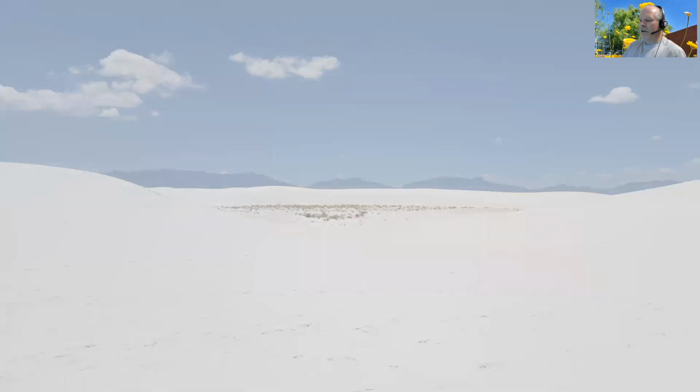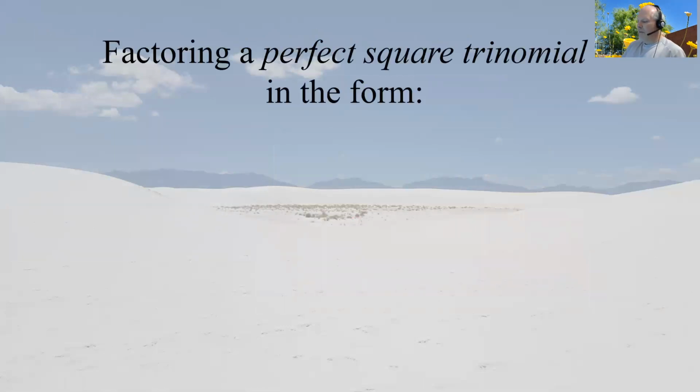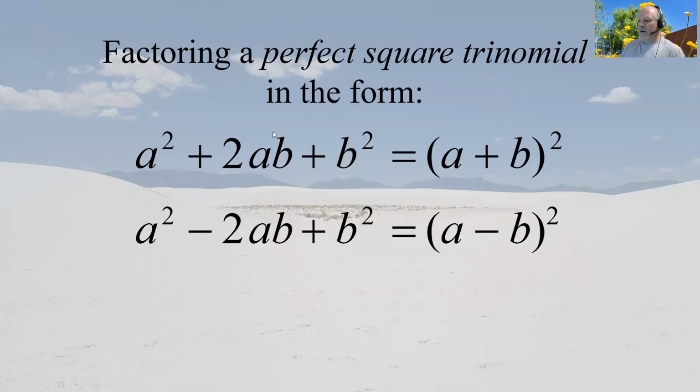Moving on to the next factoring shortcut. We have what are called perfect square trinomials. They can look like a squared plus 2ab plus b squared, or they can look like a squared minus 2ab plus b squared. And we call them perfect square trinomials because when you factor them, the two binomials are the same. So in other words, it is a binomial times itself, or a binomial squared. So you just have to recognize when you can use this shortcut. And when you do recognize it, it becomes very easy.